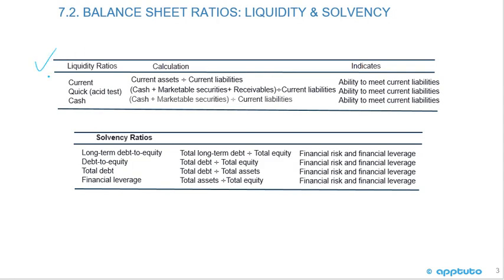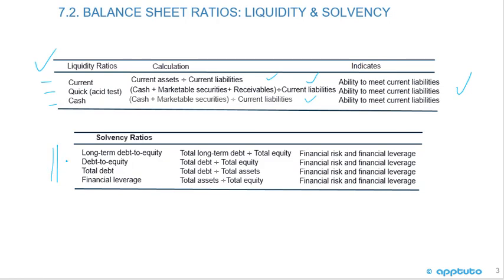So here we have the liquidity ratios: current ratio, quick ratio or acid test, and the cash ratio. And these indicate the ability to meet current liabilities, all three. The first one, the current ratio, is current assets divided by current liabilities. The quick ratio or acid test is basically current assets minus the inventory, take out the inventory, divided by the current liabilities, or cash plus marketable securities plus receivables divided by current liabilities. And the cash ratio is the cash plus the marketable securities divided by current liabilities.